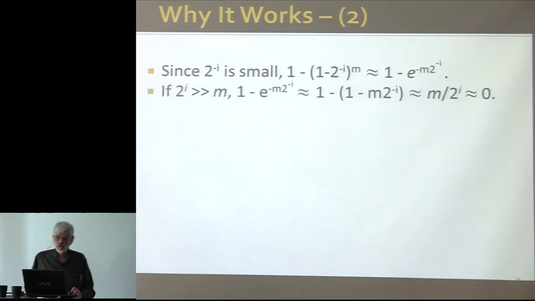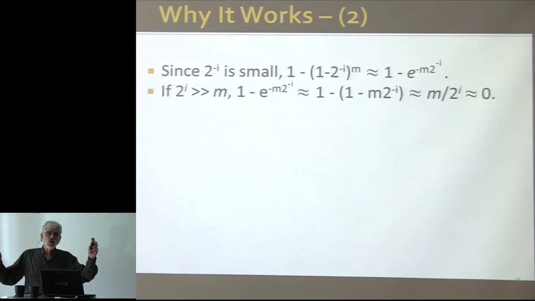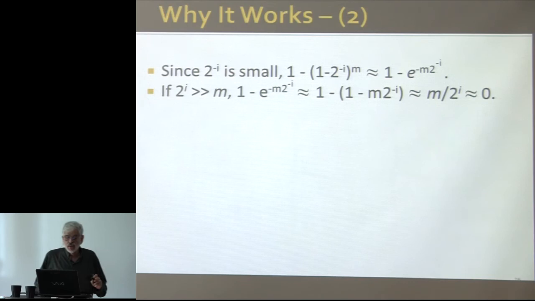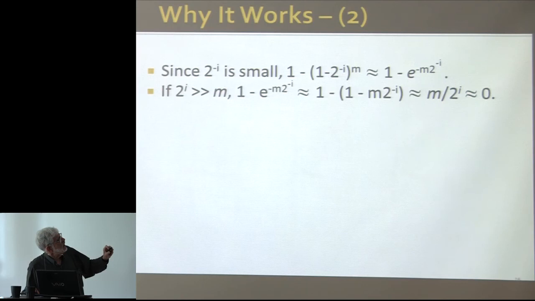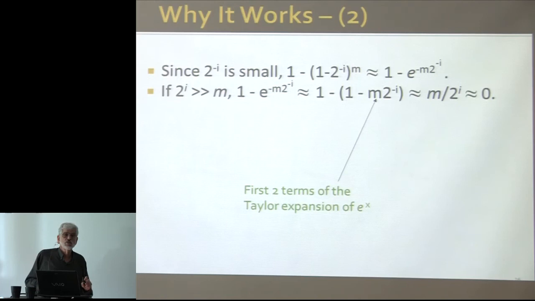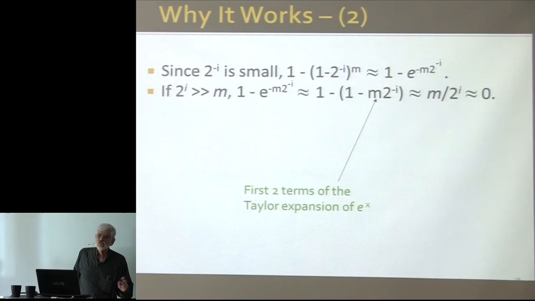Now, suppose 2 to the i is much bigger than m. That says R just was freakishly large, much larger than you would expect. Well, if 2 to the i is much bigger than m, then m times 2 to the minus i is a tiny fraction, and e to a tiny fraction I can replace by the first two terms of the Taylor expansion. And then the ones cancel, and what I have is m divided by 2 to the i. And since 2 to the i is much bigger than m, this is approximately 0. So the chance that you're going to get a way too big R is very small.